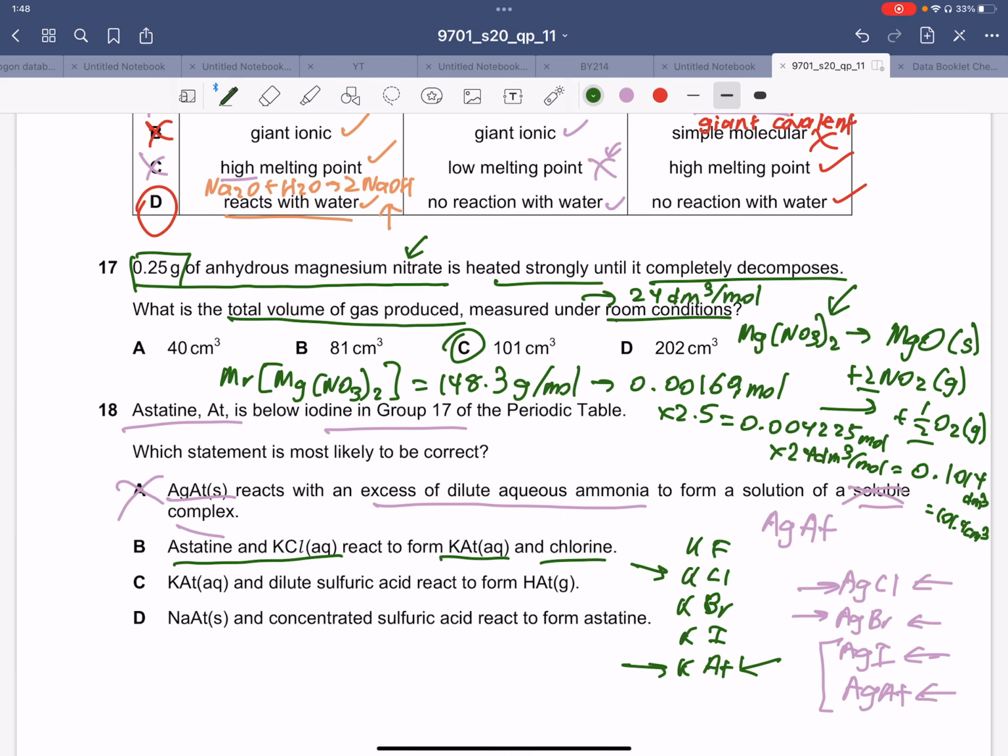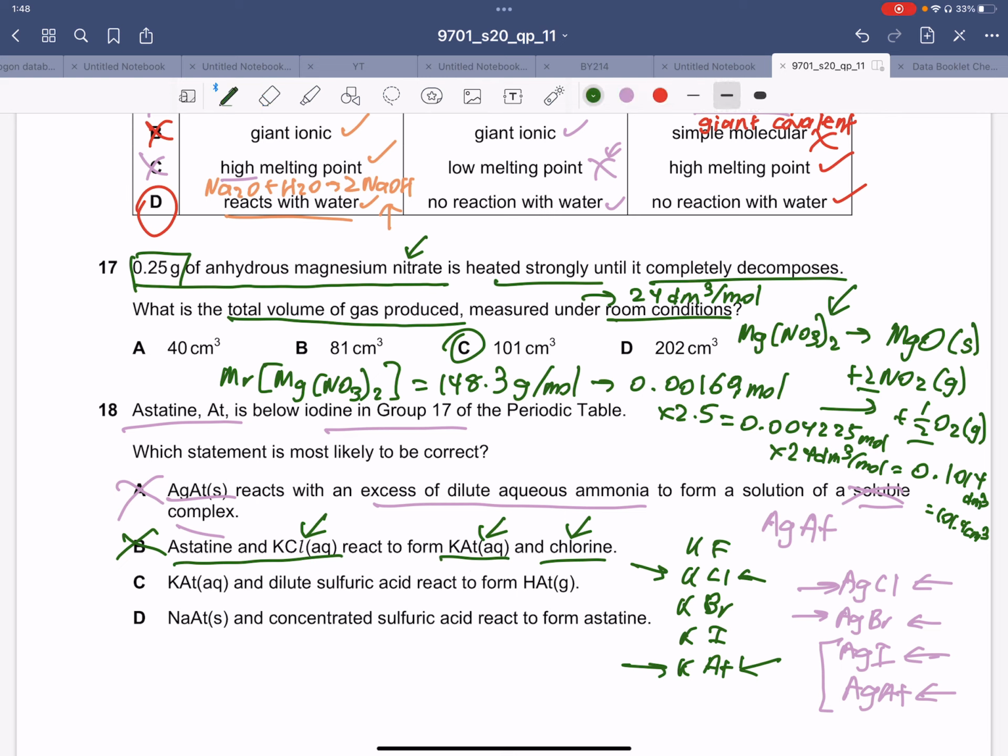So rather than chlorine being substituted, what would actually happen is if you were to start with KAt and chlorine, the chlorine would substitute the astatine and become KCl. But that's not what the question's asking for. They're saying, will astatine substitute the chlorine? And it will not, because astatine is below chlorine. Okay, so we got another answer choice going.